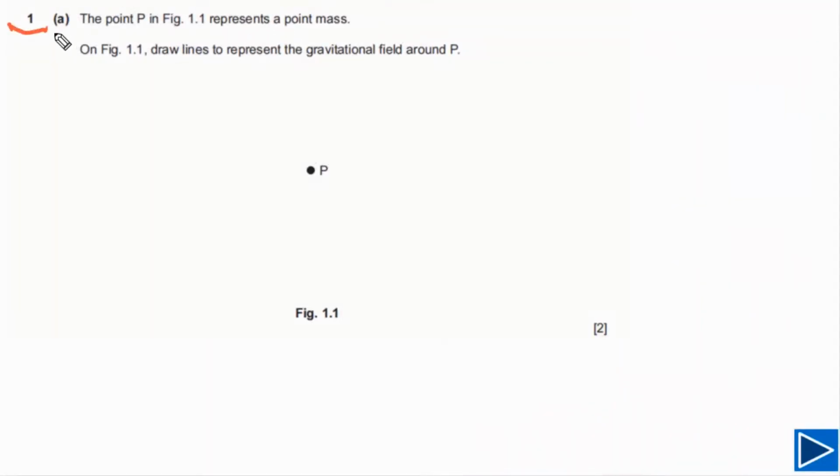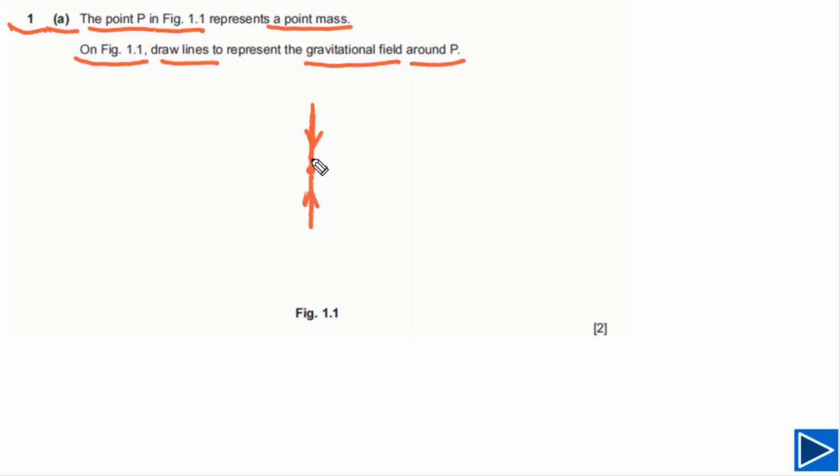For question number 1, part A, it is given to us the point P in figure 1.1 represents a point mass. On figure 1.1, we need to draw lines to represent the gravitational field around P. This dot P is representing point mass. In order to draw lines around point mass, we need to understand gravitational force is an attractive force. So the lines have to be pointing towards this point mass. So this is how you can draw the lines of gravitational field.